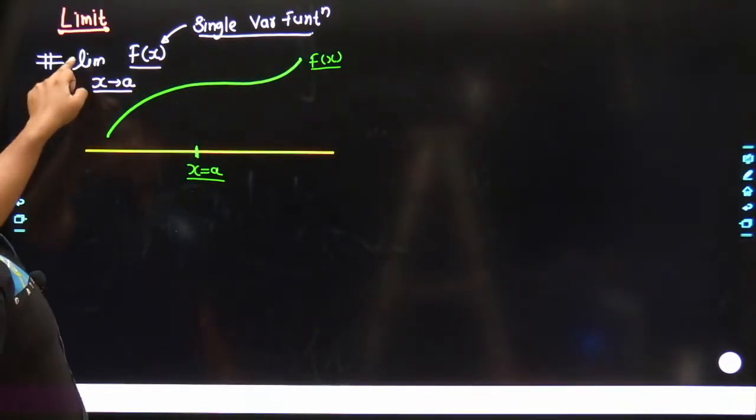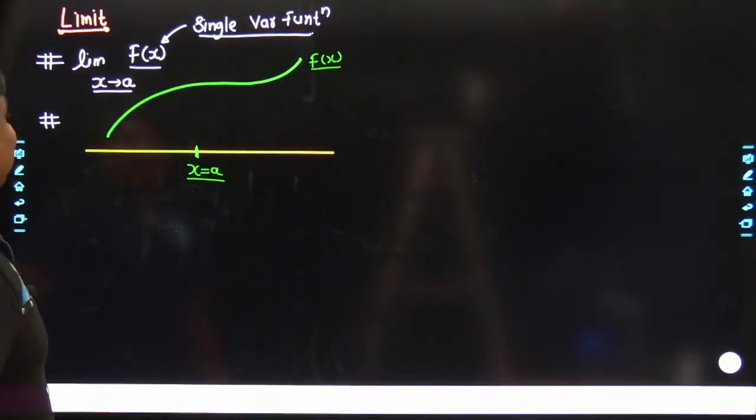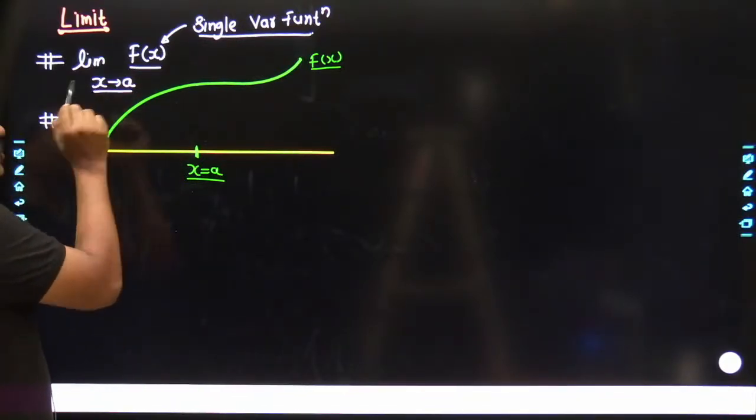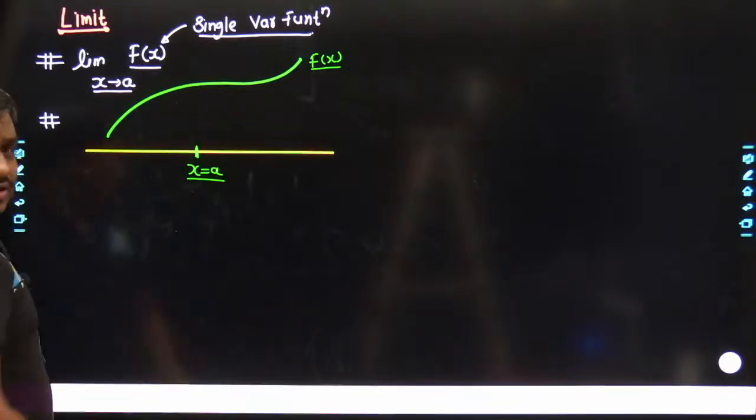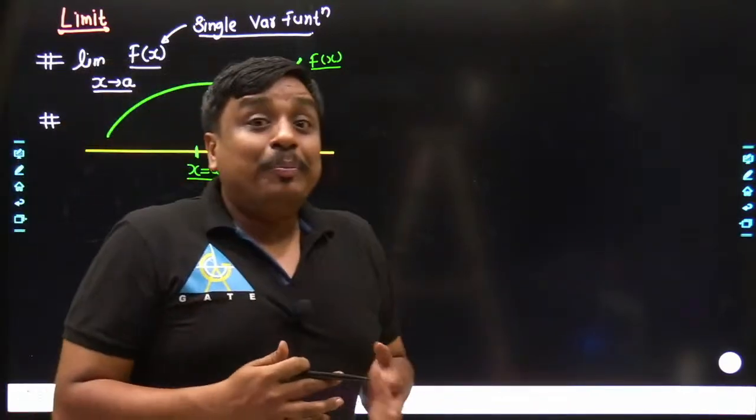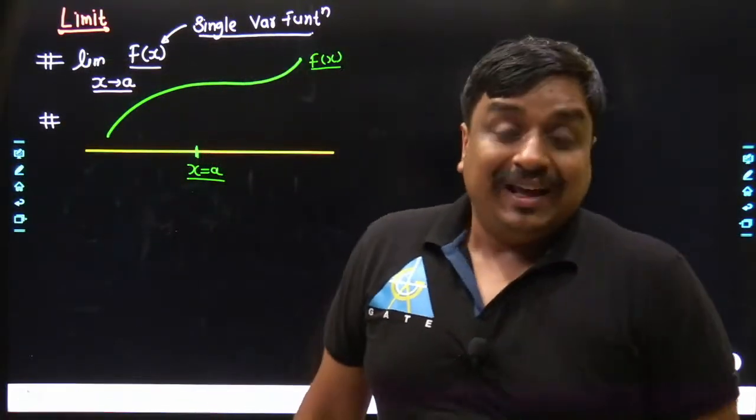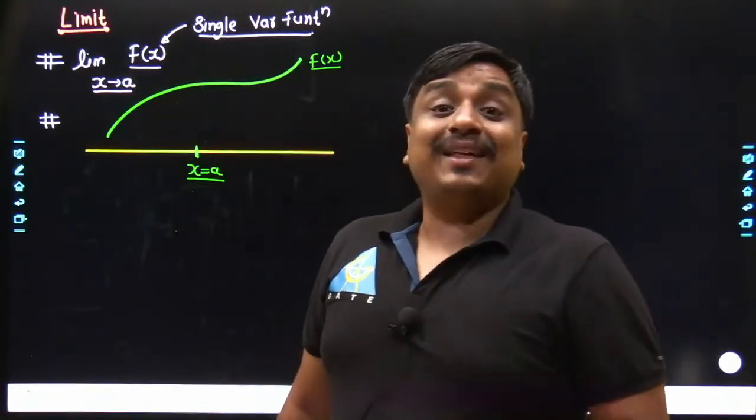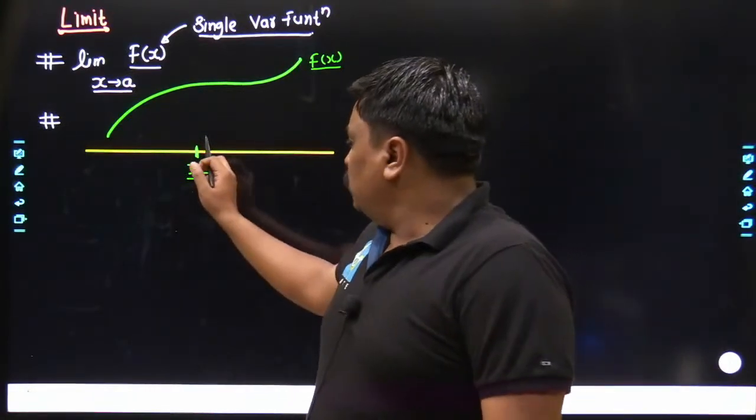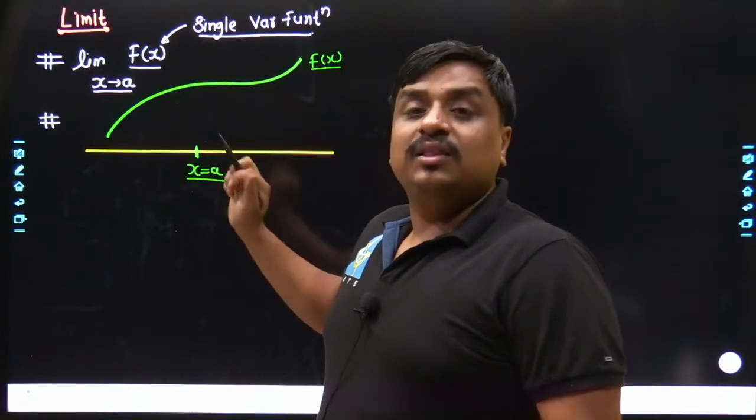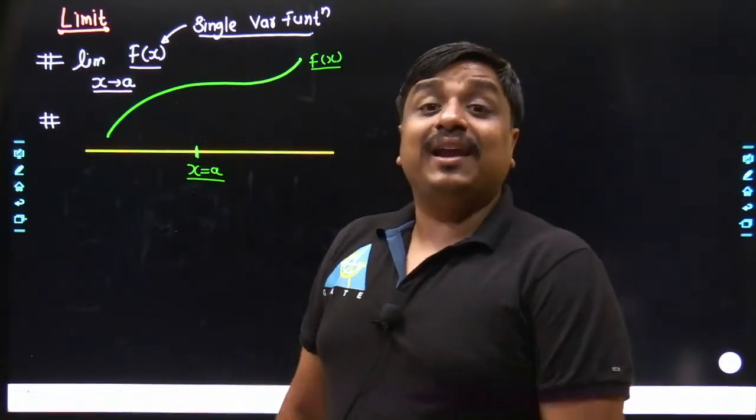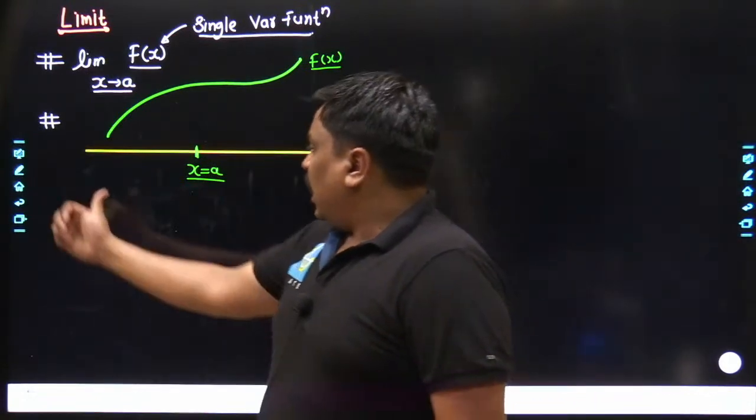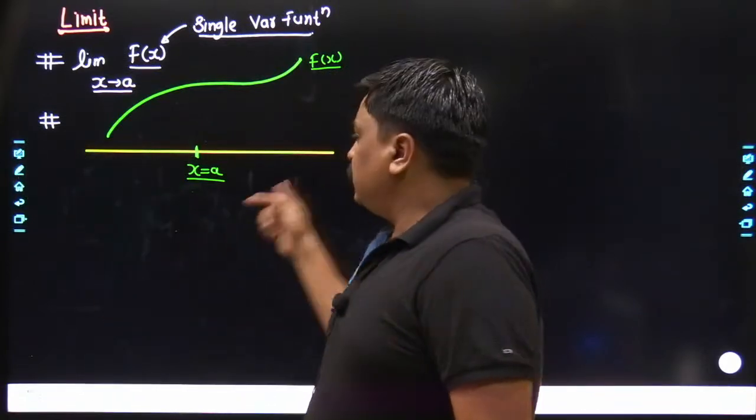What does limit x tends to a of f of x mean? Limit x tends to means you are not precisely reaching x equals a, you are pretending to reach x equals a. That is why the word tends to has come into the picture. May I know how you can tend to x equals a? There are two different methodologies through which you can tend to x equals a, either from the left hand side or from the right hand side.